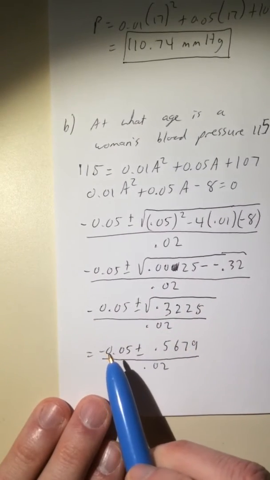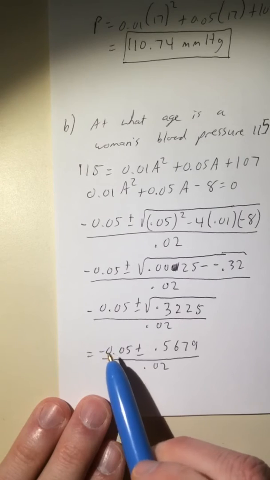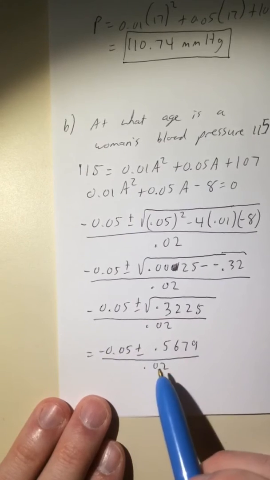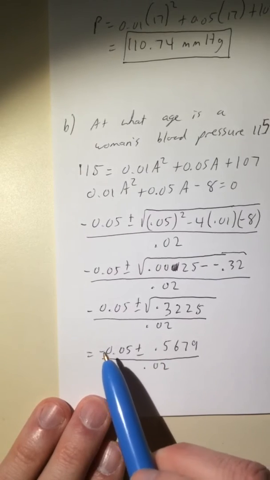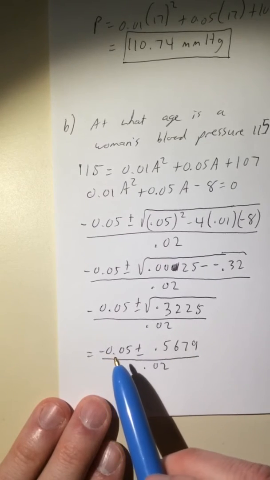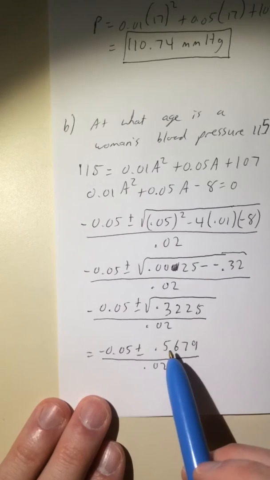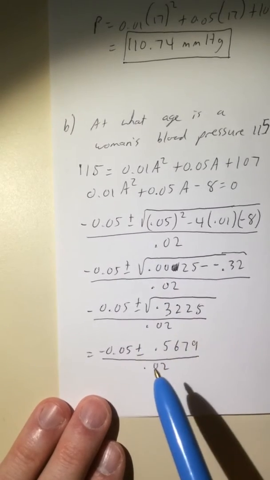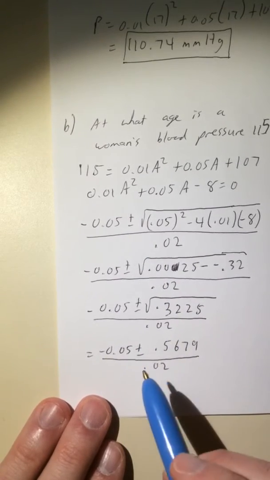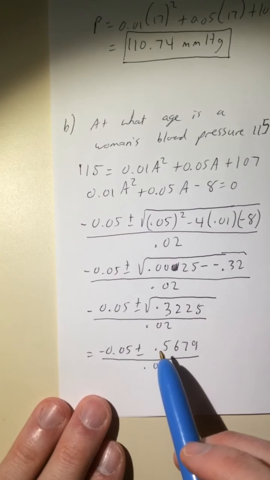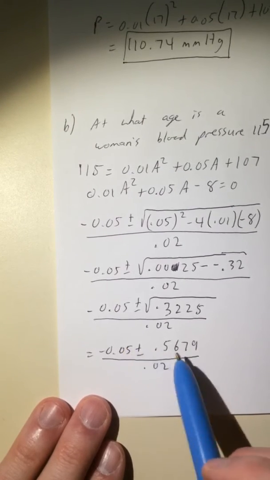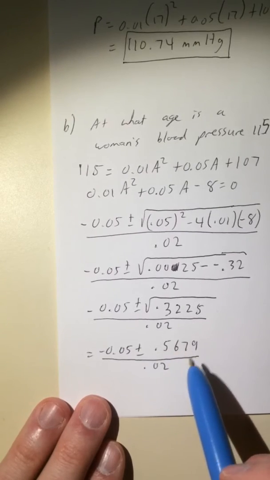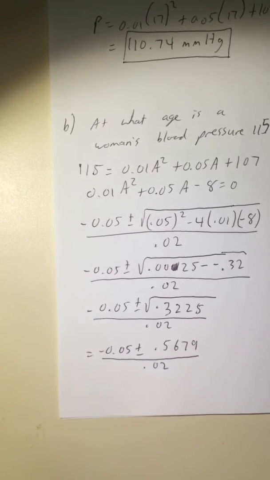And now we see here we're going to have two answers as usual. We're going to have -0.05 plus this divided by 0.02 and -0.05 minus this over 0.02. But we can see the second one is not really going to be very helpful because that's going to give us a negative answer for A, and A is age. So that's not going to make any sense. So what we're really going to do is 0.5679 minus 0.05 is obviously going to be 0.5179 divided by 0.02.